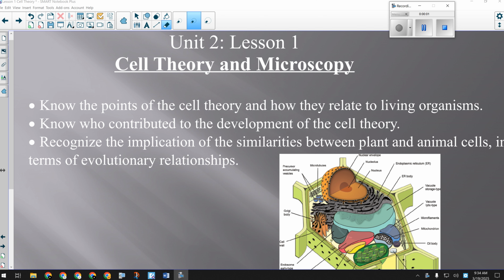Okay, so similar to the chemistry unit, we're going to start out talking about the basic unit of this science. The basic unit of chemistry is the atom. The basic unit of biology is the cell. So we're going to talk about cells and living organisms, and we're going to hopefully get into microscopy here before the period ends. So here's what we need to talk about first.